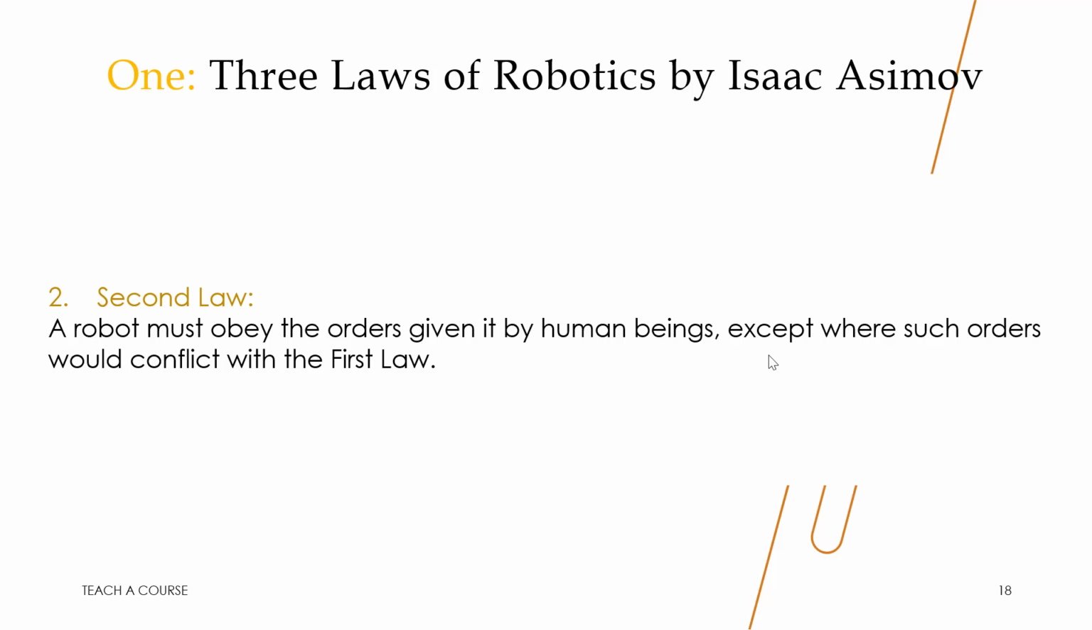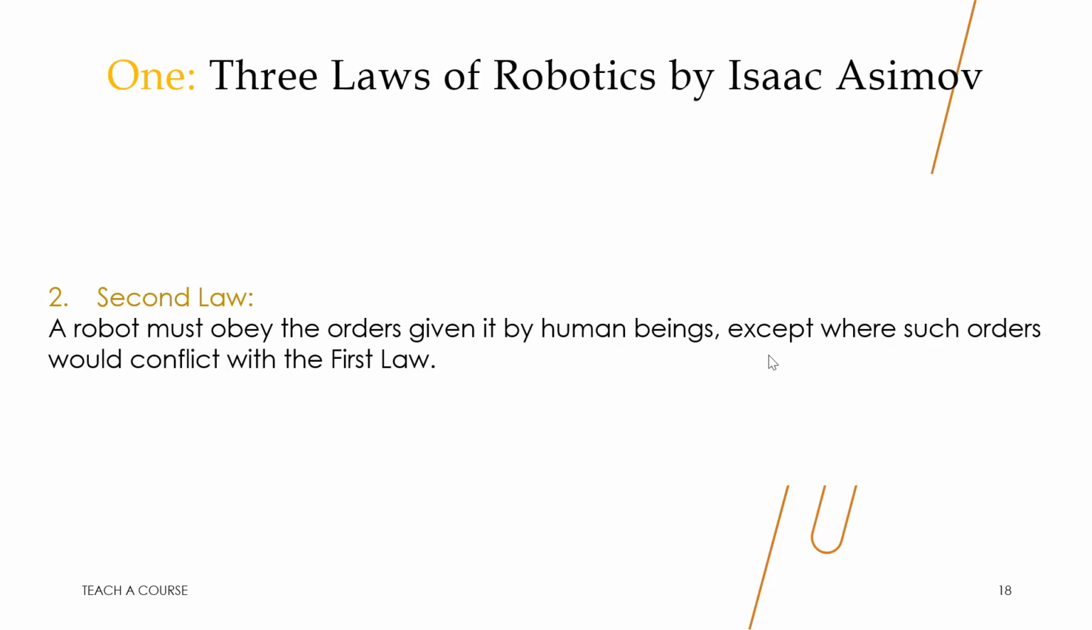Now, this second law emphasizes the importance of human authority over robots. According to this law, robots must follow the commands and instructions issued by humans. This obedience ensures that robots serve as helpful assistants, carrying out tasks that we delegate to them. However, there is a crucial caveat.